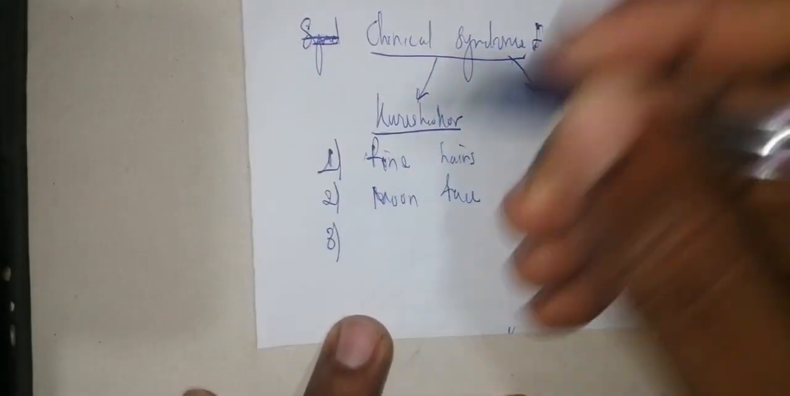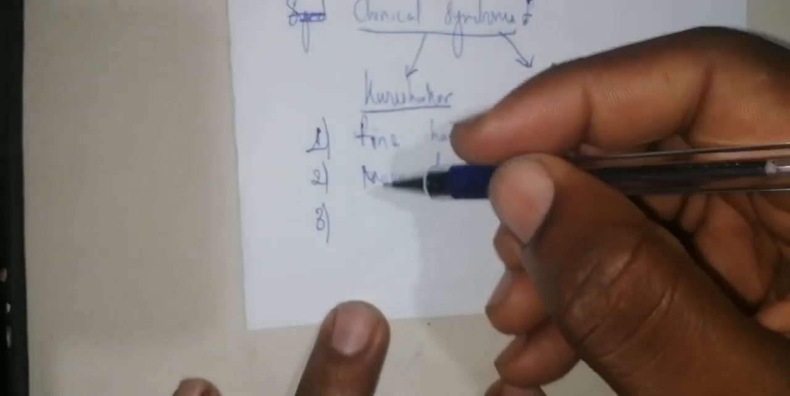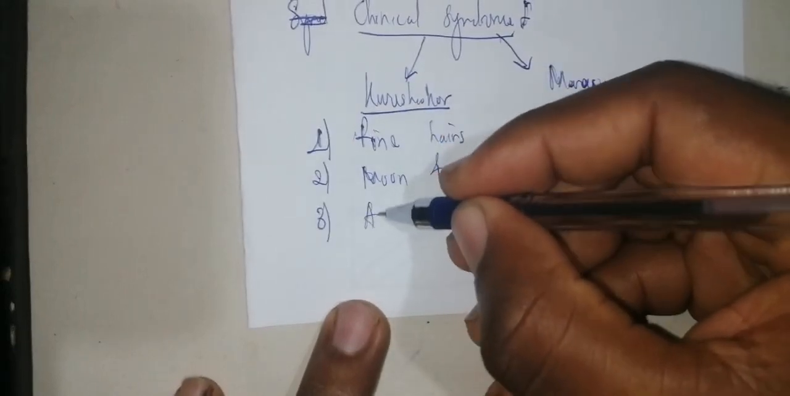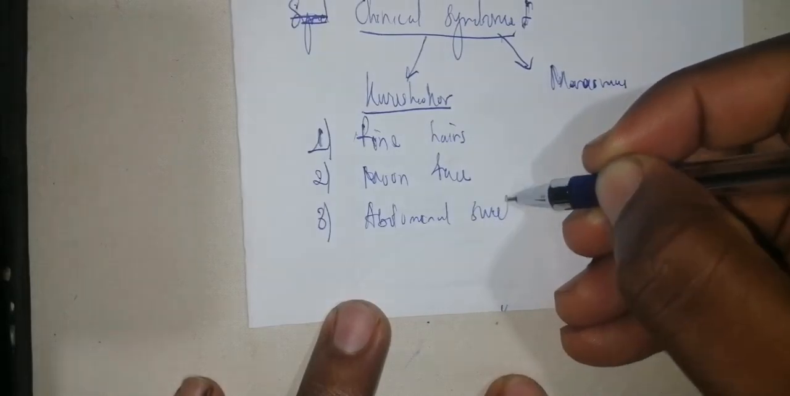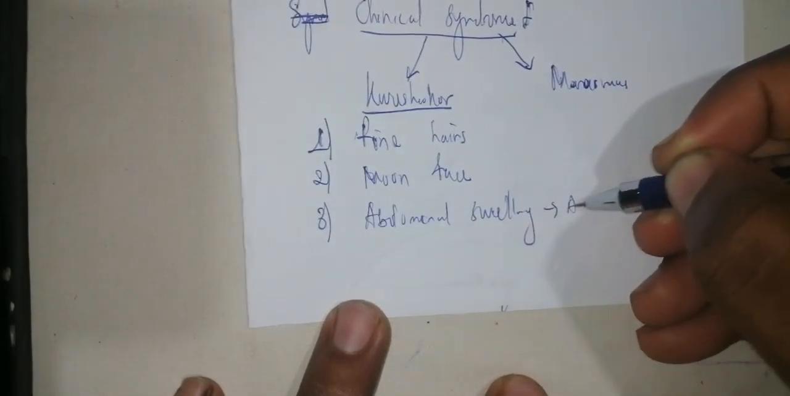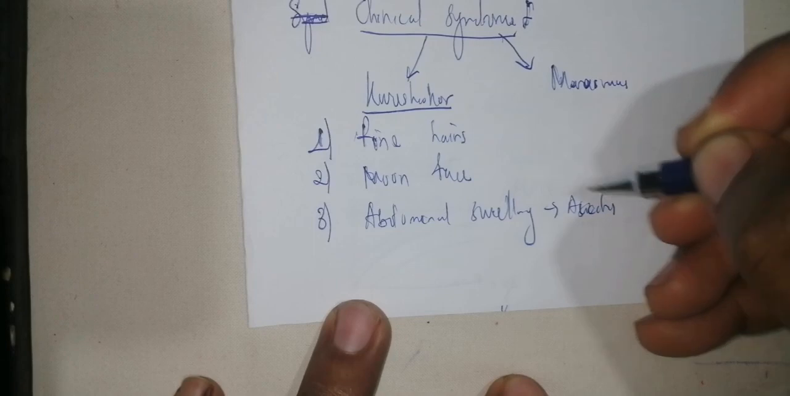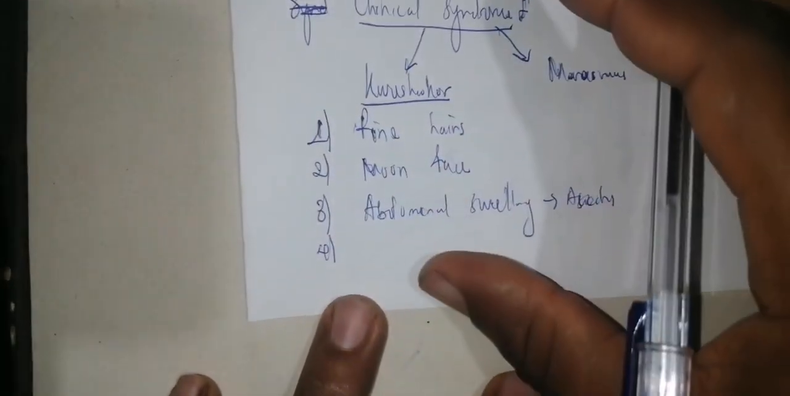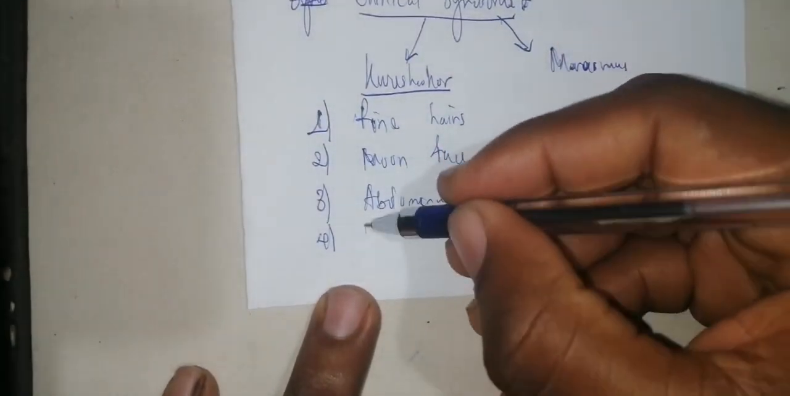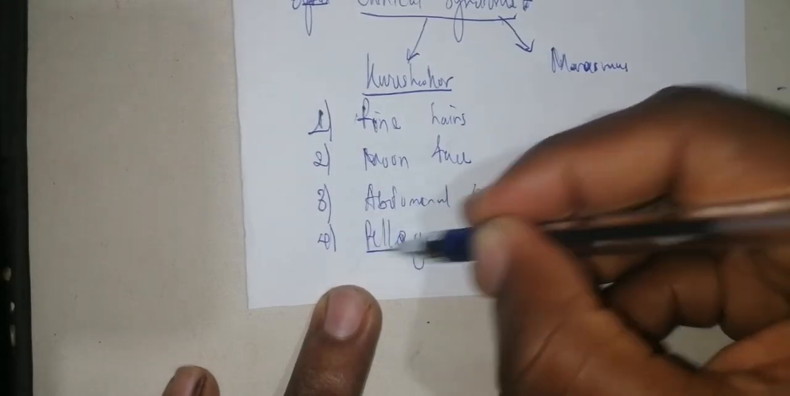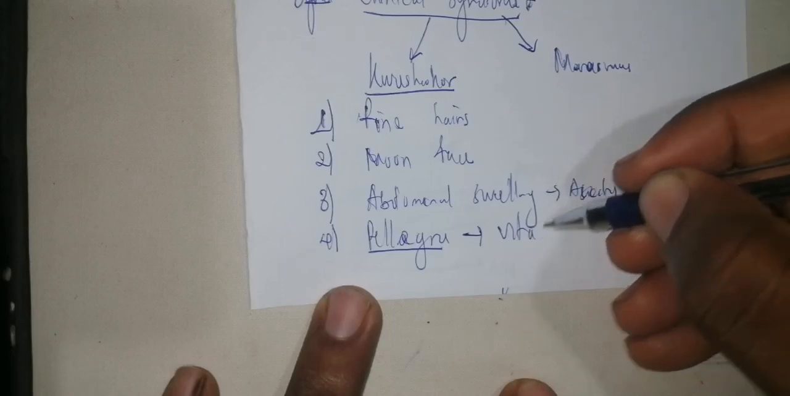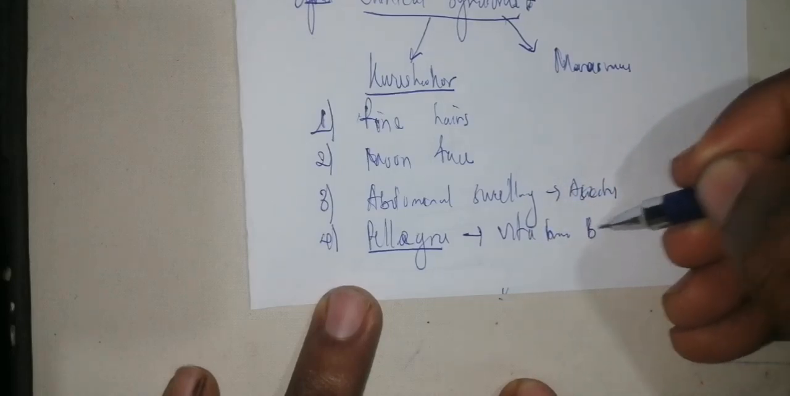The third element is that you're going to have abdominal swelling that corresponds to ascites. The fourth element is that you're going to have pellagra, and pellagra is going to correspond to a vitamin B6 deficiency.